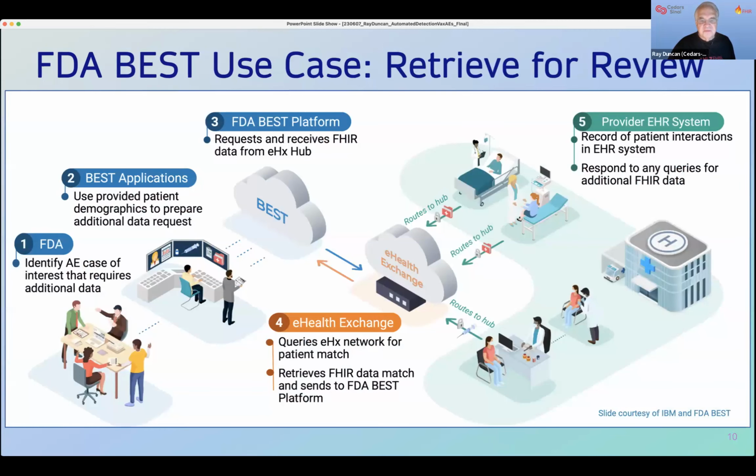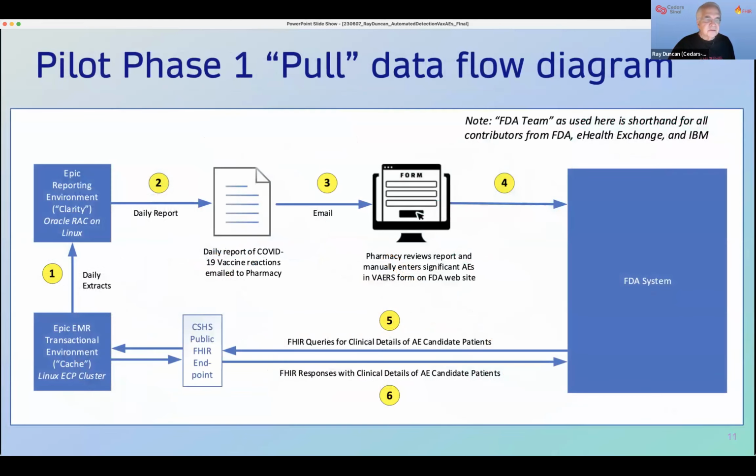So their vision of this is the slide that you can see here. And this was realized at Cedars by the following kind of data flow. So the Epic EMR reporting environment, which is called Clarity, it's an Oracle RAC database on Linux. That generates the data report out of there. Pharmacy reviews that report, as I talked about, and fills out the VAERS form. But once the FDA gets the VAERS report, they can actually pull the chart immediately, hit our FHIR endpoint for the medications, the vaccines, the problem list, anything else that they want.